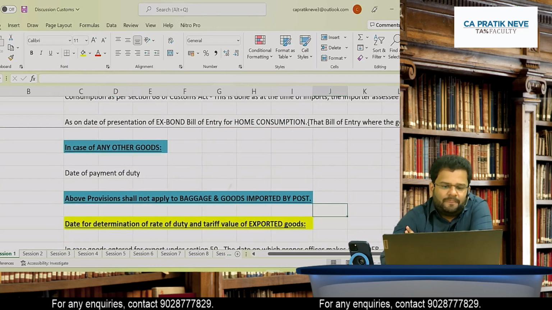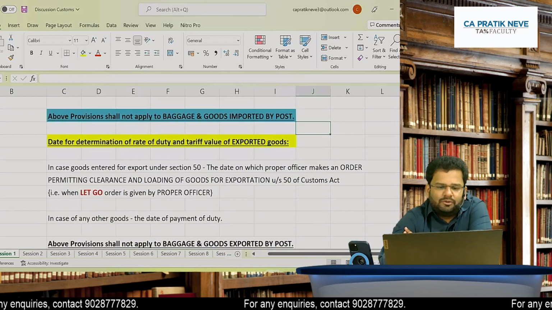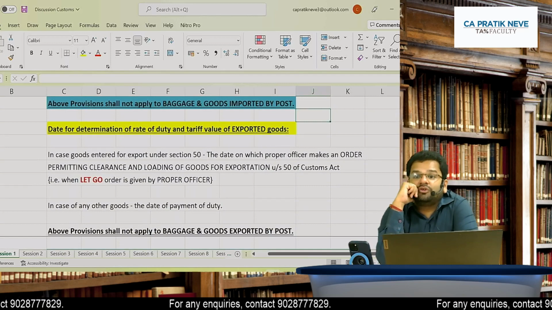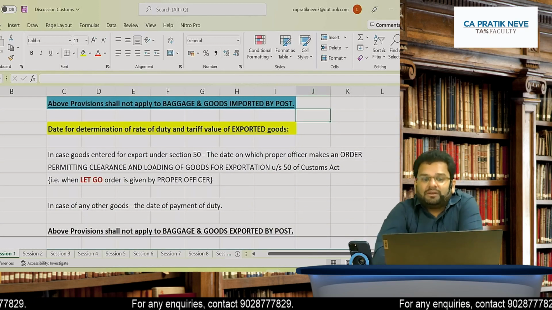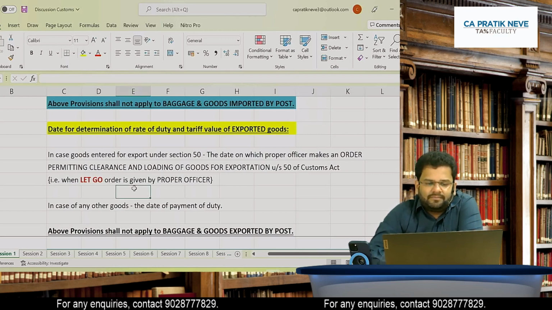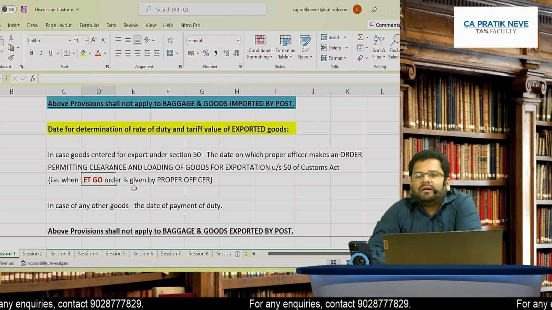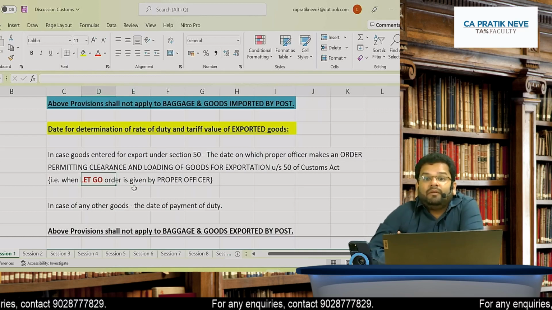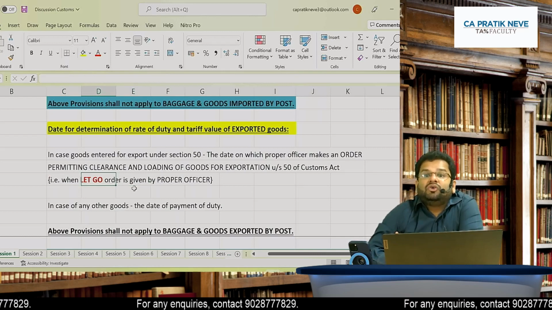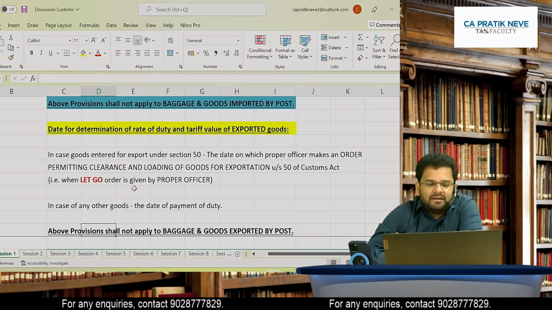Wonderful, wonderful. So that was one of the most important things I wanted to tell you. In case of exports, Purushottam, as on which date will you take the rate of duty? You will take the rate of duty when the let export order is given by the proper officer. One more thing I want to tell you: when the shipping bill is presented, as on that day you will take the rate of exchange, again as notified by CBIC.